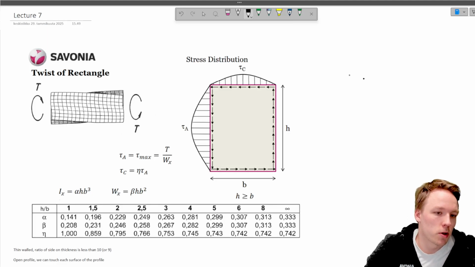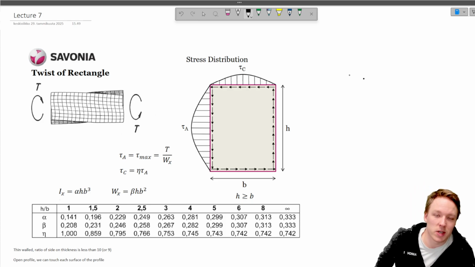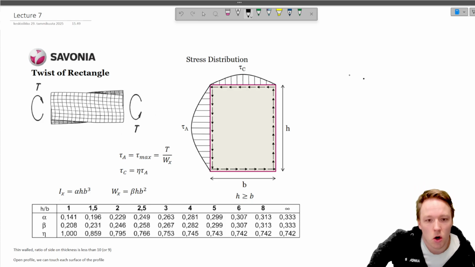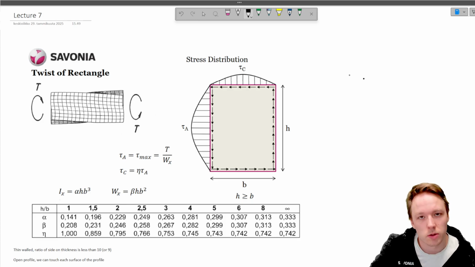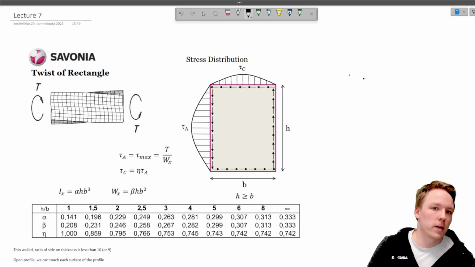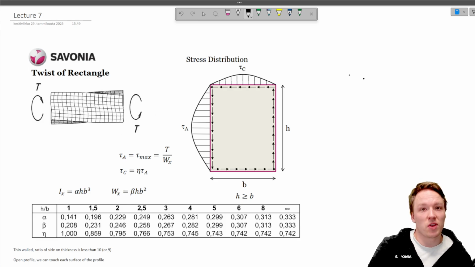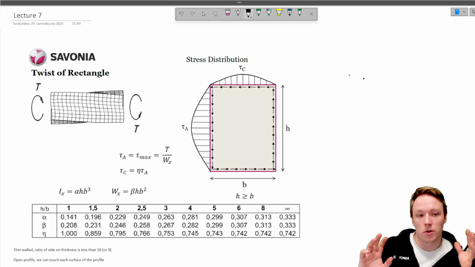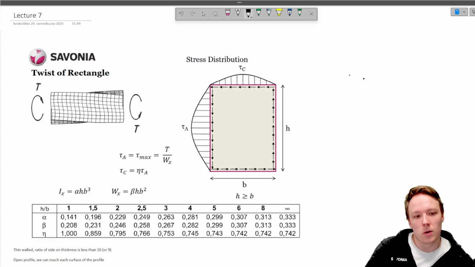Previously we have covered how we can calculate twist and shear stress on cylindrical or round cross sections. In this video we're going to focus on how we can do the same thing on rectangular cross sections. For calculating the twist and the shear stress, the basic equations remain pretty much the same.